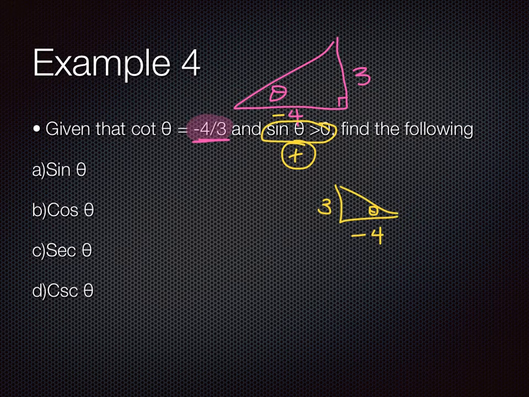So then the missing side is again 5. It's +5 because the radius is always positive. And then my sine would be 3/5. The cosine, -4/5. The secant is the reciprocal of cosine, -5/4. And the cosecant is the reciprocal of sine, 5/3. Everybody good so far?